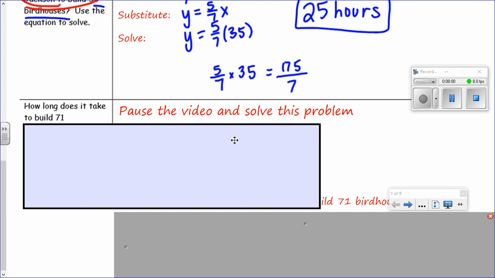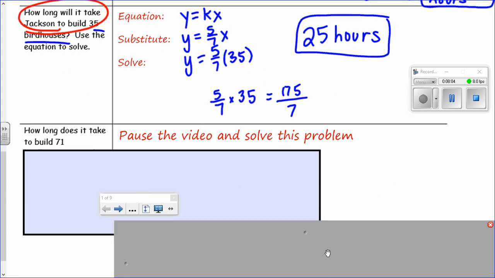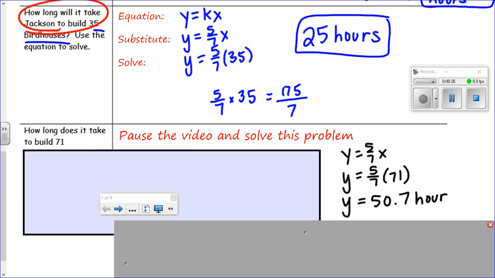I'm going to solve this off to the side here. Okay, we've got our original constant of proportionality, 5/7 x. And I know that I'm trying to make 71 birdhouses. So 5/7 times 71. If I multiply that, it's not going to work out nicely. It's going to be a decimal, about 50.7 hours.